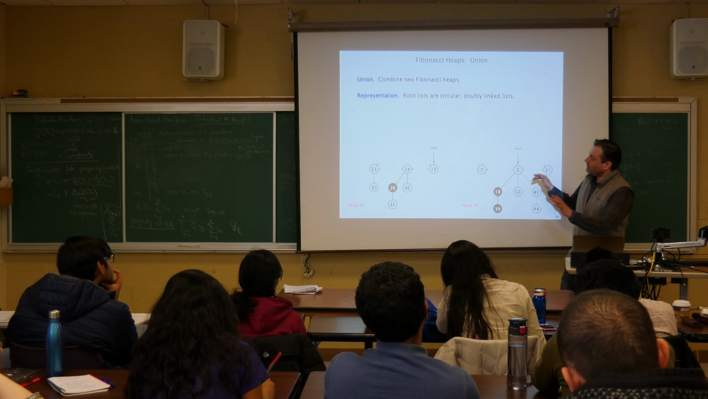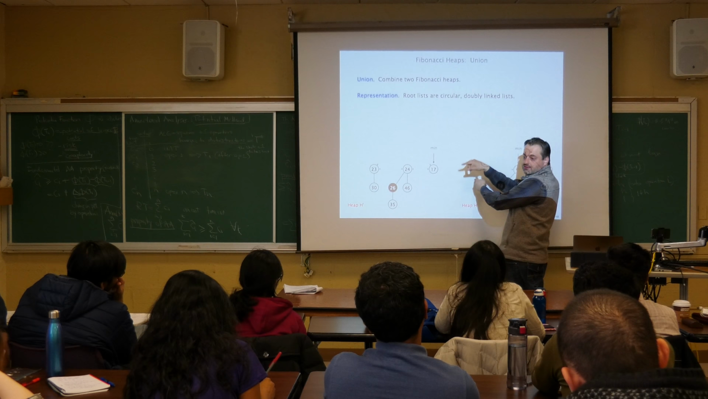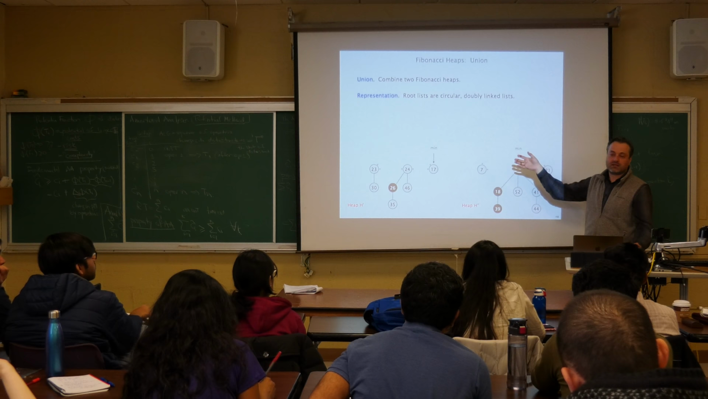First of all, the union of two heaps is much easier than in binomial heaps. Because in union, we have two linked lists. How do we join two linked lists? We just break two pointers, and then which one is the global minimum? We look at this minimum here and the minimum here. Minimum between them. How long is it going to take to join two Fibonacci heaps? One, right?